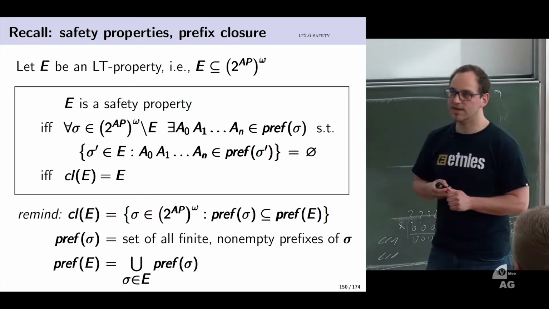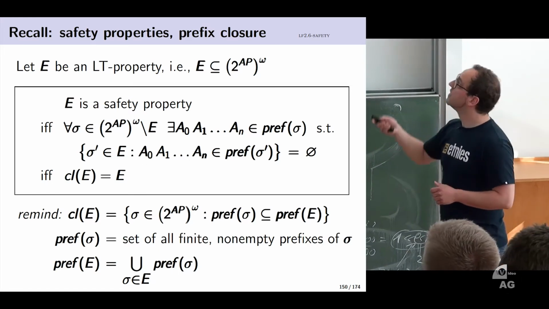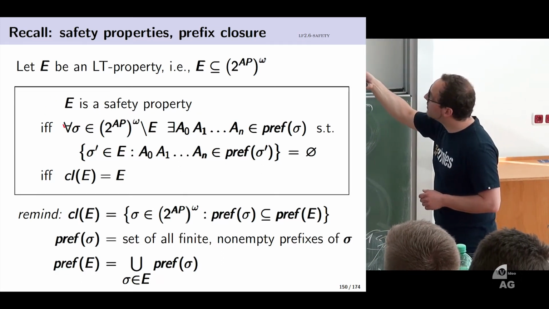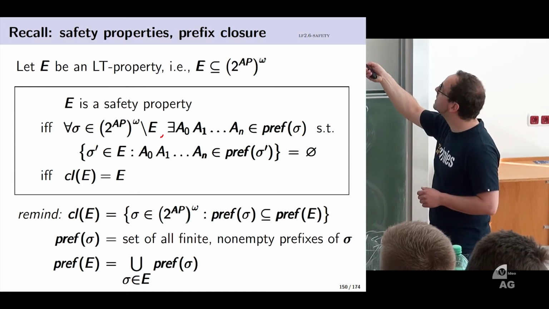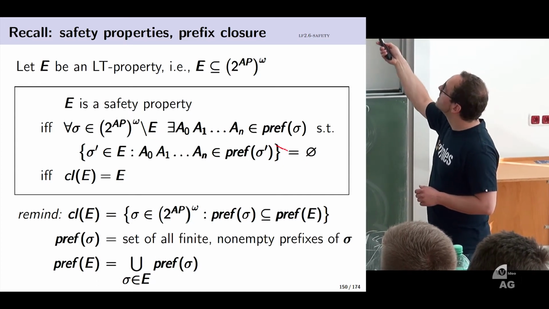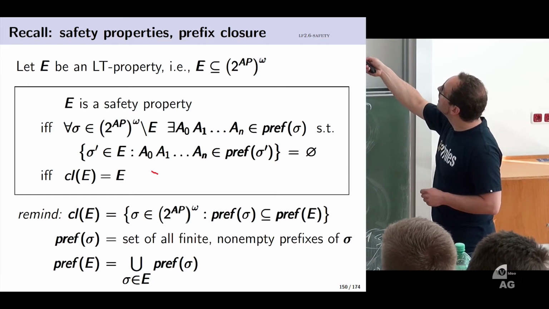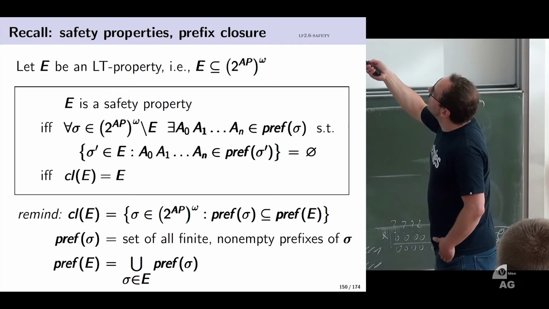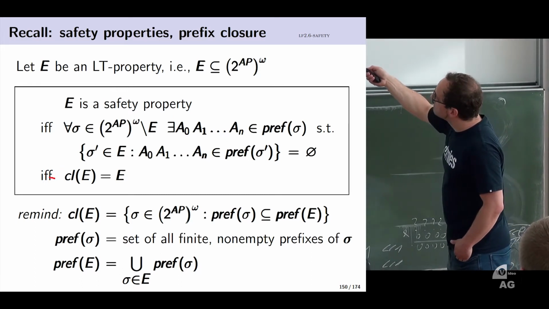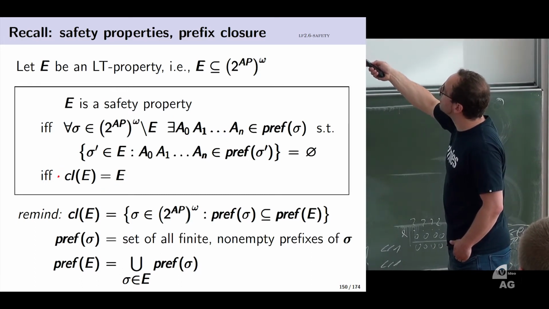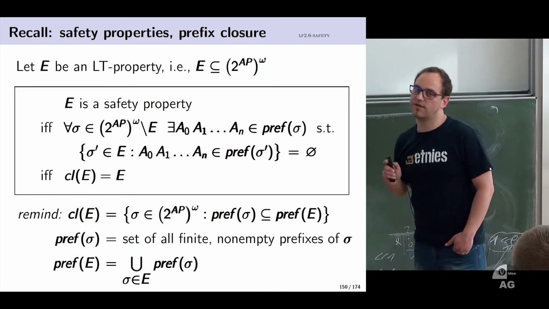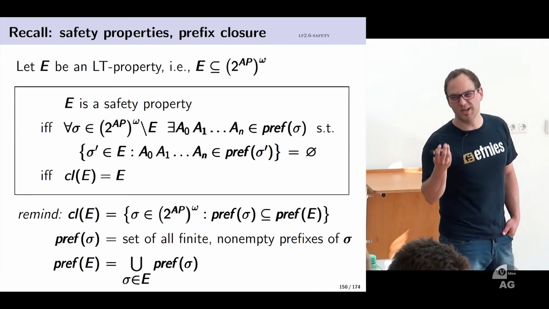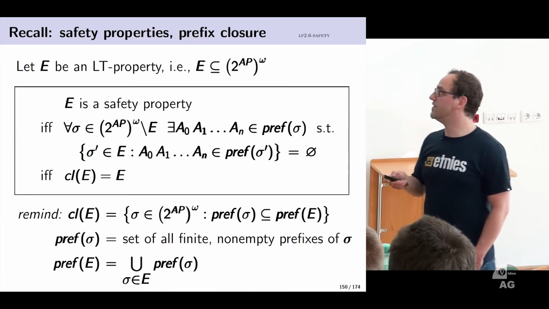What is a safety property? A safety property is a set of infinite words such that for all elements that are not in the property, there is a finite prefix such that no matter how you extend that prefix, you will not be in the property again. And we showed by a formal proof that E is a safety property if and only if the closure of E is E itself. So E is already closed under the prefix closure.